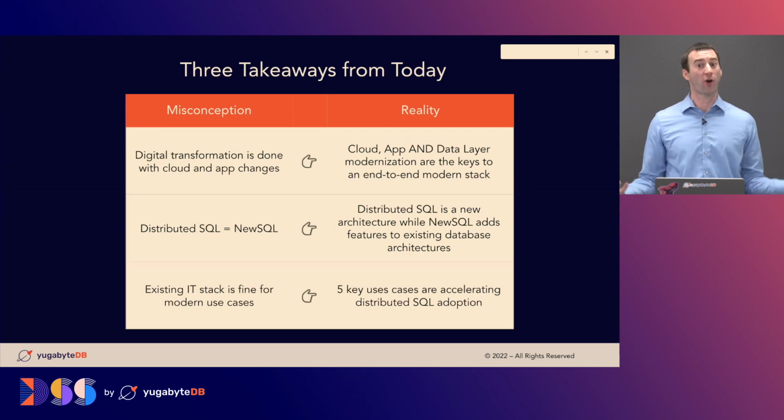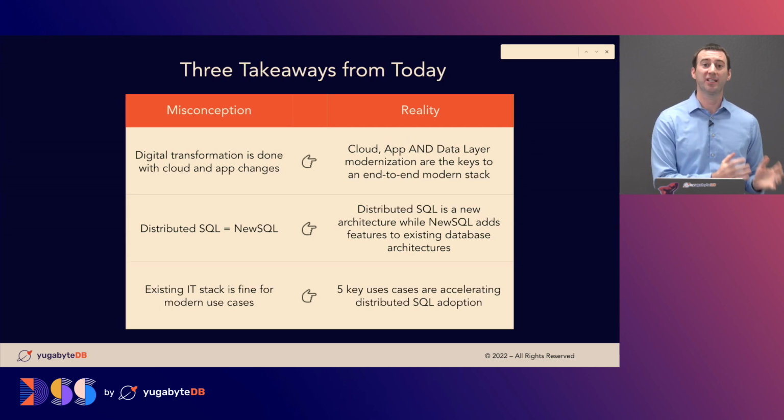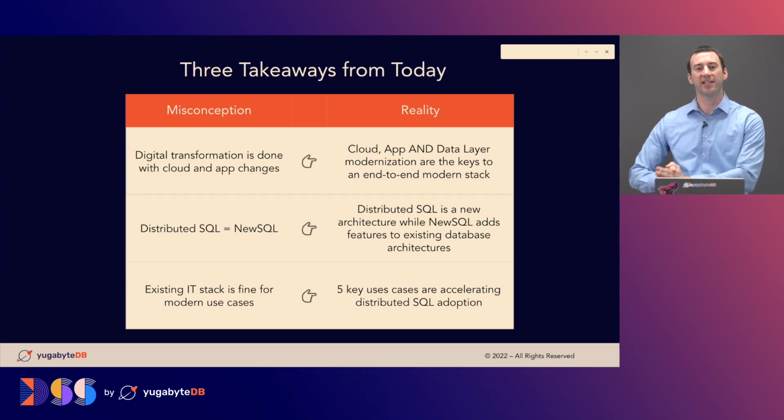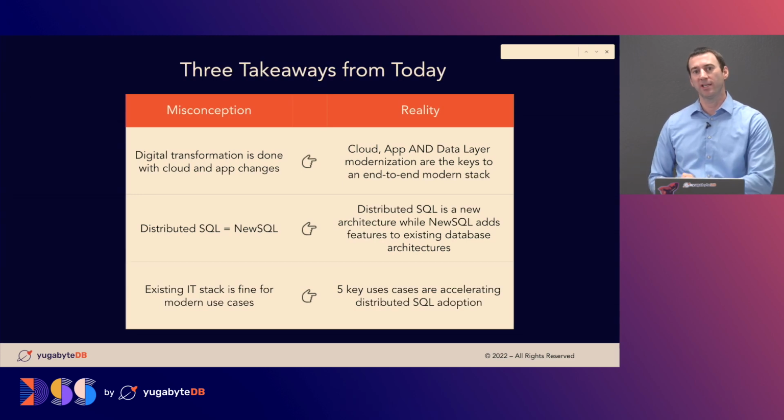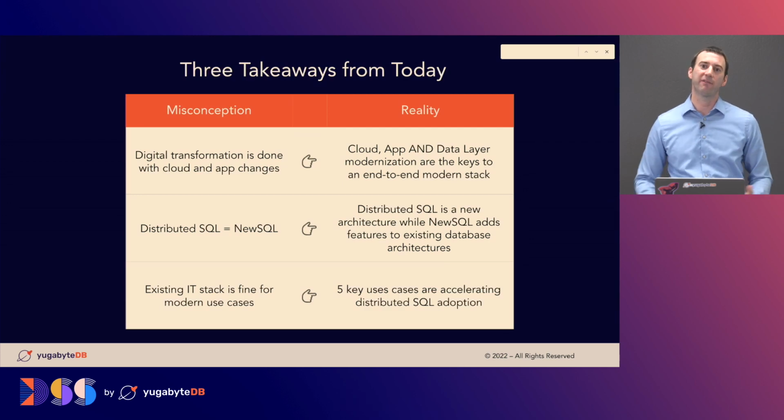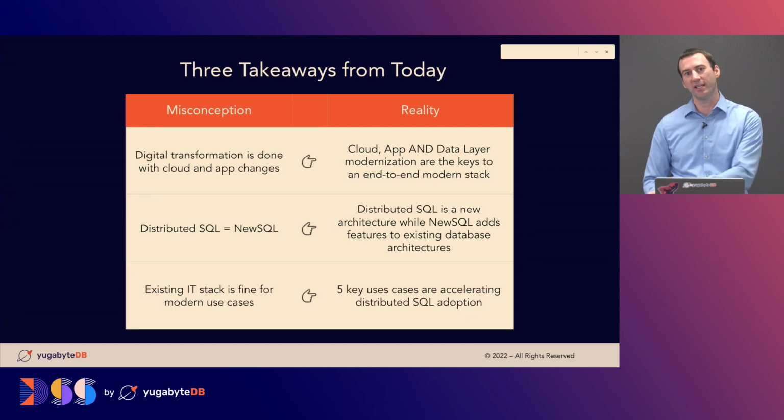The second misconception, the heart of the presentation, is distributed SQL and NewSQL. Are those the same things? The answer we'll walk through is that distributed SQL is the next generation. It's a new architecture that fundamentally has changed the game for databases, and we want to understand those nuances so you can match those needs with your application and business needs as you go.